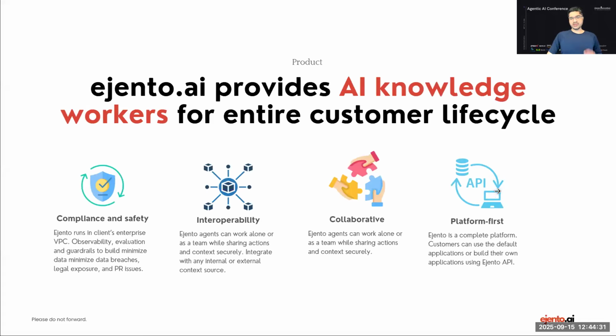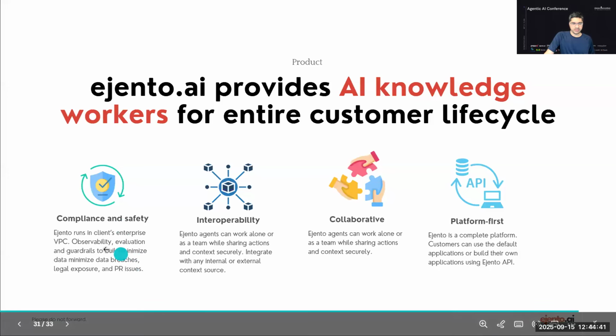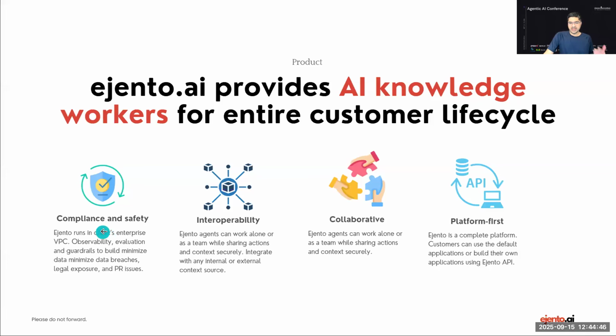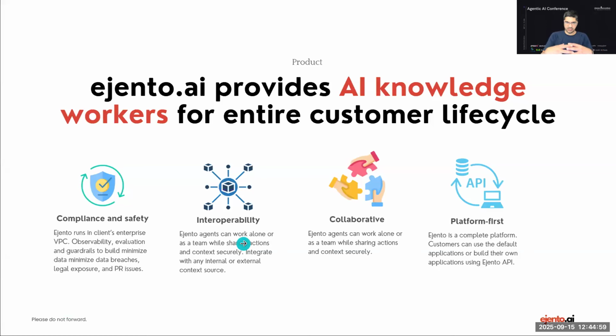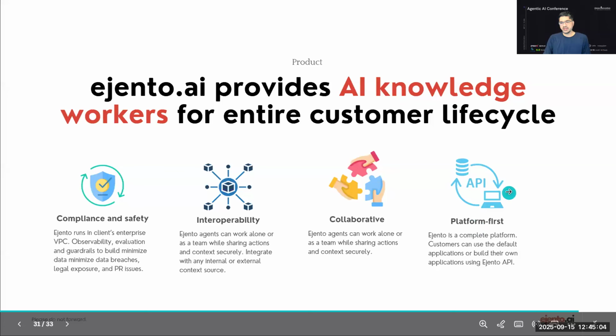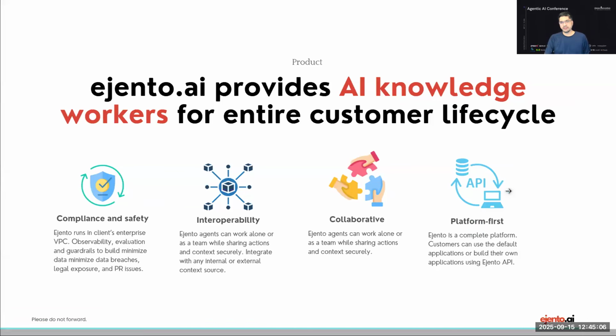So before I go to a demo, the product that I'm going to show you is called Ejento. The approach that we took, we started about 2 years ago, was that Ejento is a compliance and safety first platform. So it was not an afterthought. It was something that was built into the design, right? So compliance and safety, interoperability of agents. Agents can collaborate with each other, and they are interoperable. And then it is an entire platform.